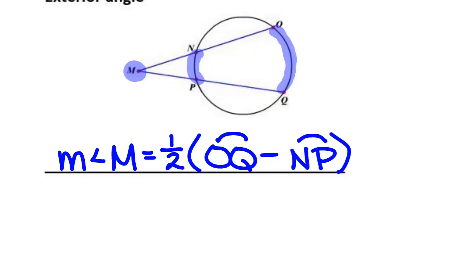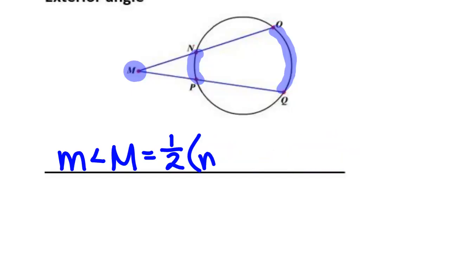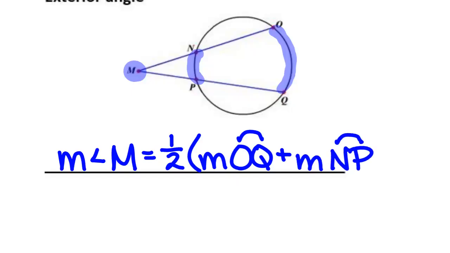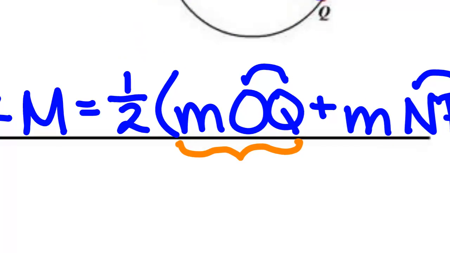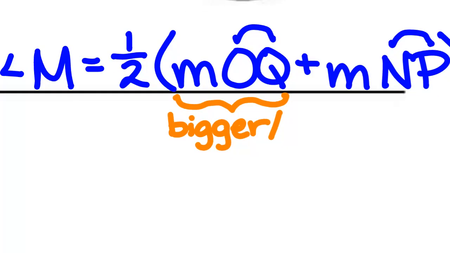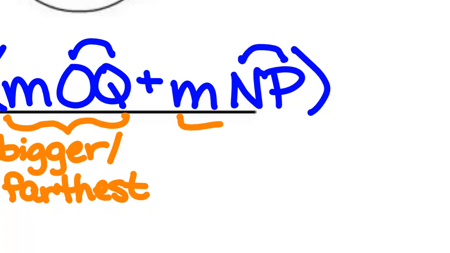I forgot my measurement on there. Sorry, let me fix that. Measurement of OQ minus measurement of NP. So we're going to take the bigger or the farther arc minus the smaller or the closer arc.